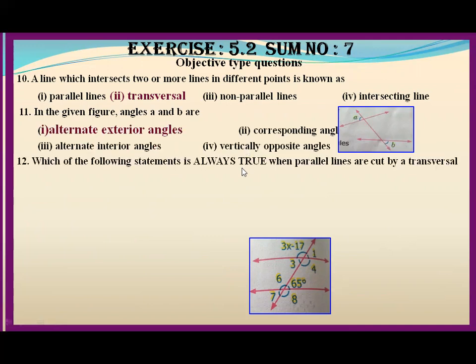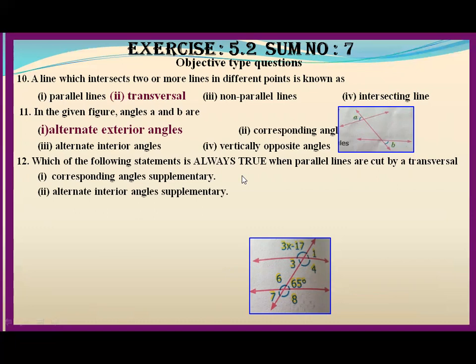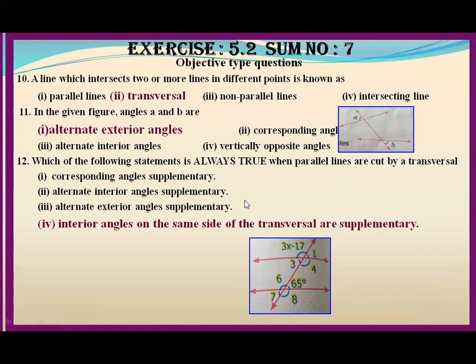Which of the following statements is always true when parallel lines are cut by a transversal? Corresponding angles are supplementary, alternate interior angles are supplementary, alternate exterior angles are supplementary, interior angles on the same side of the transversal are supplementary. When you take corresponding and alternate angles, they are equal or they are congruent. So all these statements are false. Only the fourth one is true.